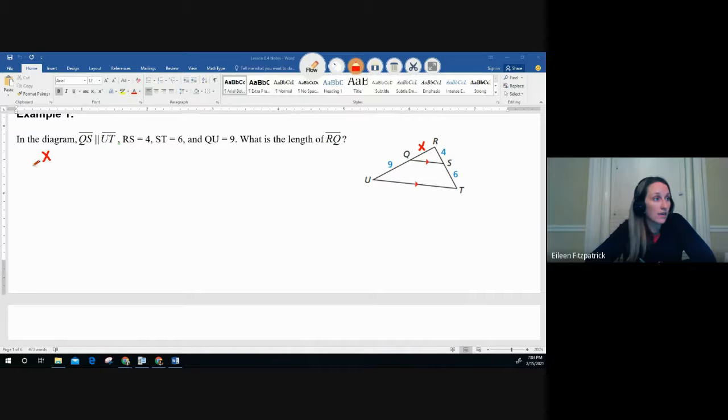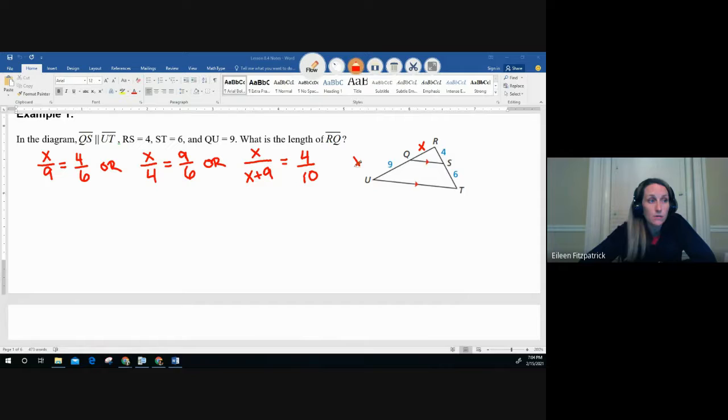You could say 9 over x is equal to 4 over 6. Or you could say x over 4 is equal to 9 over 6. Or you could say x over x plus 9 is equal to 4 over 10. Where did that come from? X plus 9 is the whole length, right? And 10 is the whole length.